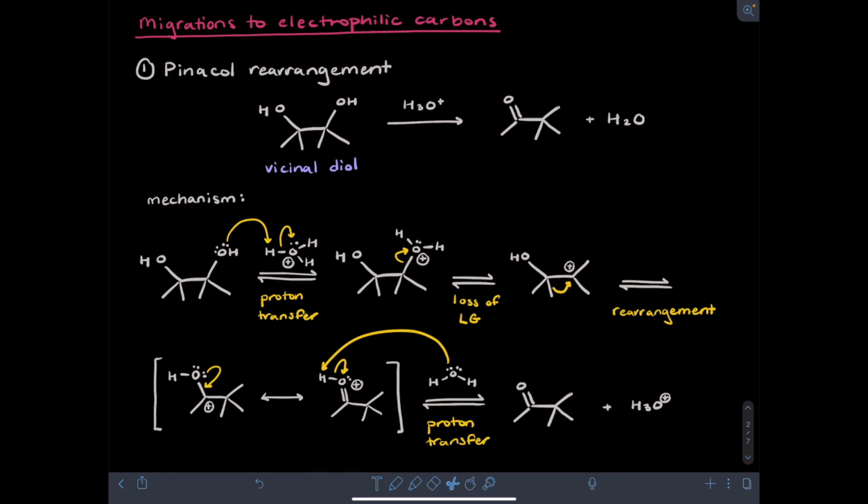So in this mechanism, the step that I would call the migration to the electrophilic carbon is that rearrangement step, shifting one of the carbon groups from an adjacent carbon to the electrophilic carbocation, and this is driven by the fact that it creates a more stable carbocation intermediate. If a carbocation is resonance stabilized, you can assume that it's even more stable than a tertiary carbocation.